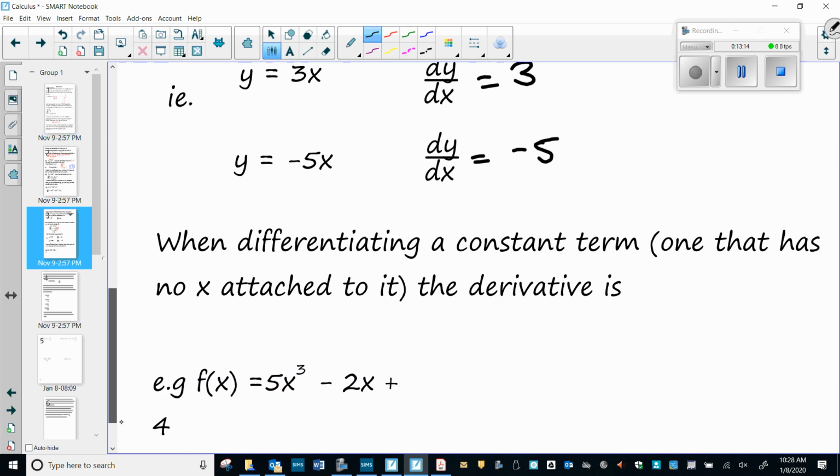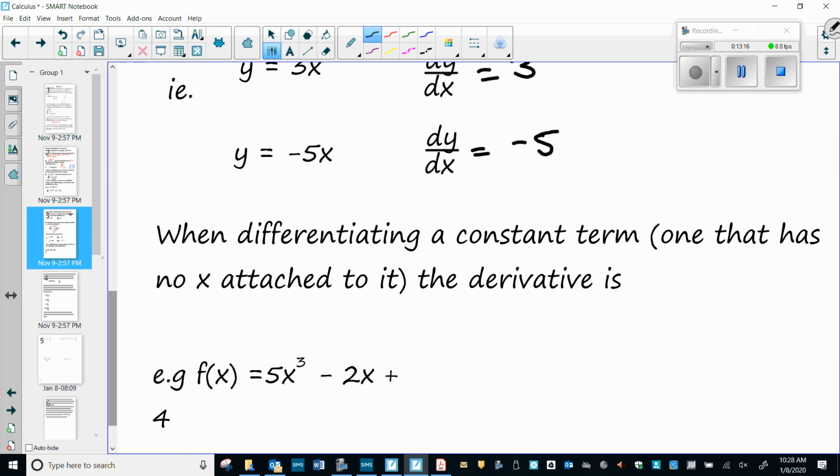When differentiating a constant term, so a constant term has no x attached to it, okay? Oh, I don't know what's that. Is your 4 randomly over here as well? Yeah. Can you just put it on here? I don't know what happened to that.